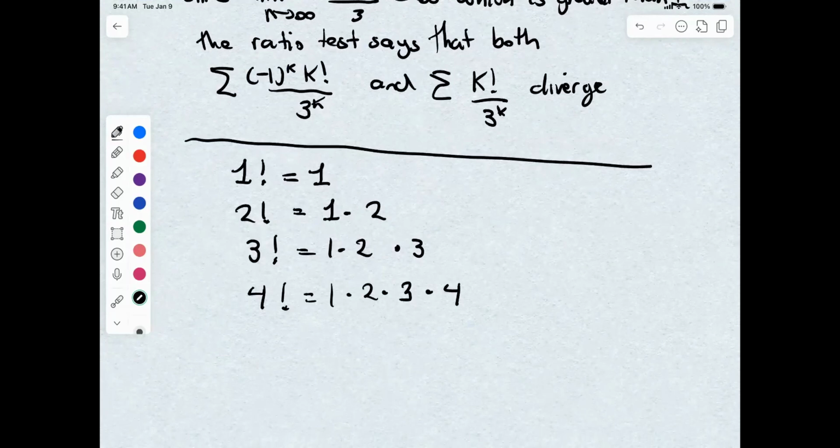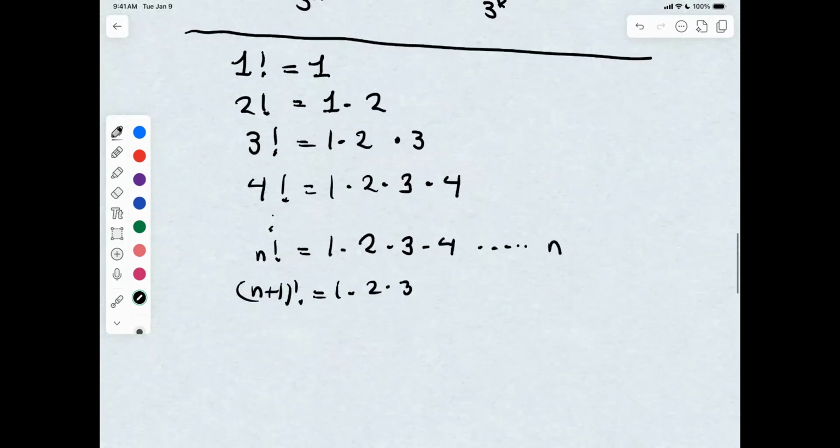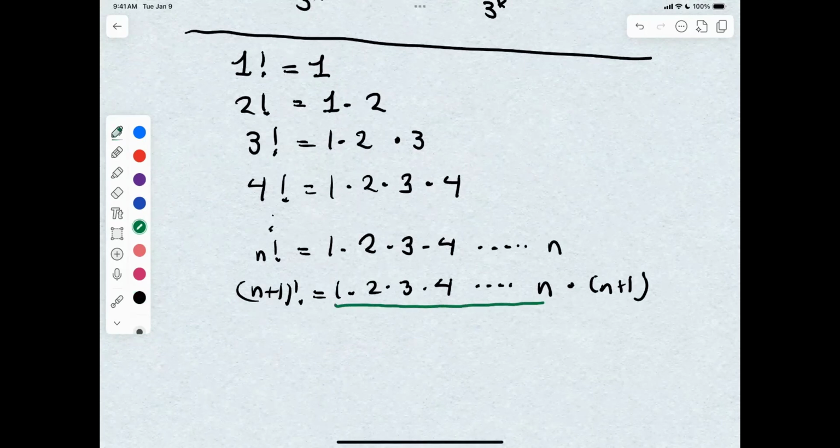So what happens is, if you kept going doing this, what is n factorial? It's 1 times 2 times 3 times 4, dot dot dot, up to n. And what is n plus 1 factorial? It is 1 times 2 times 3, let me just continue here, up to n, but now you have to do an extra one, right? Is that making sense? The first n factors correspond to n factorial. So this is precisely n factorial, and that is where it comes from.